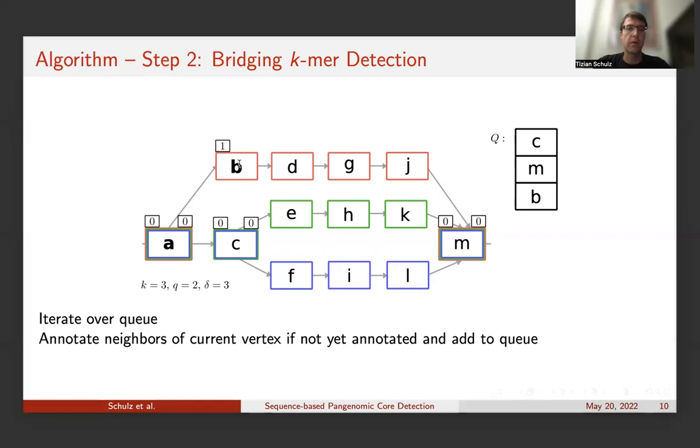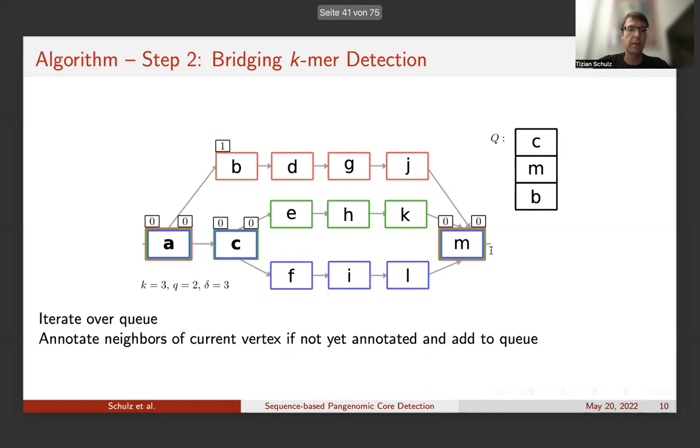And because B is not annotated yet, we can annotate B with the distance to the closest core k-mer if we use incoming edges, which is the shortest distance to the next core k-mer using incoming edges of its predecessor plus 1. So in this case, 0 plus 1 equals 1. Because we have now annotated B, B is also added to our queue.